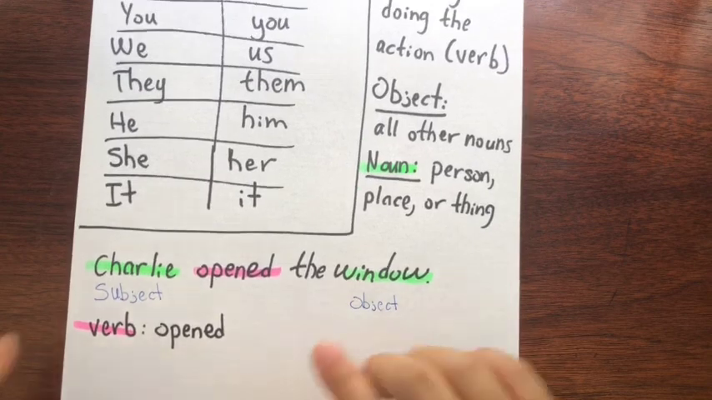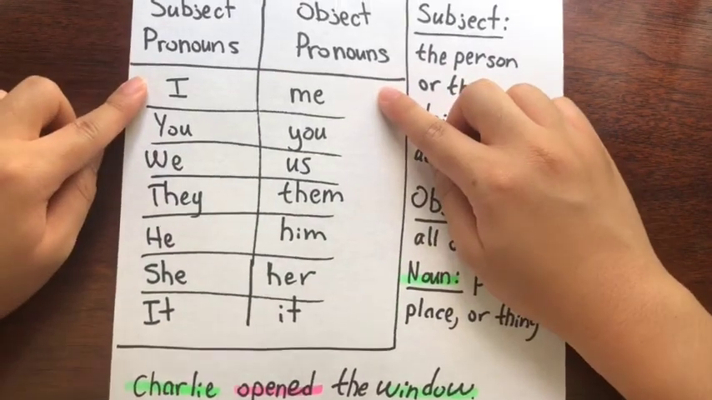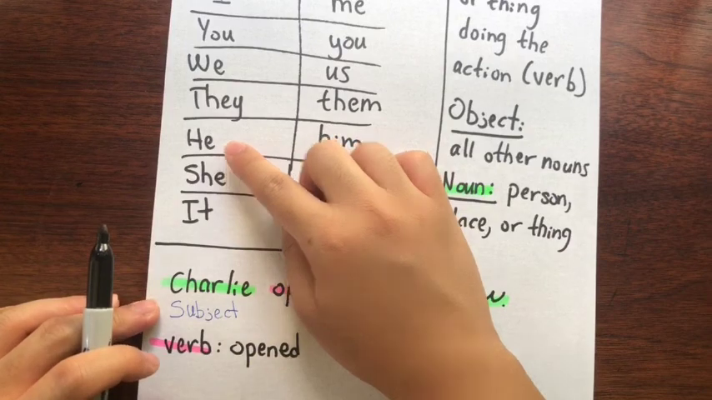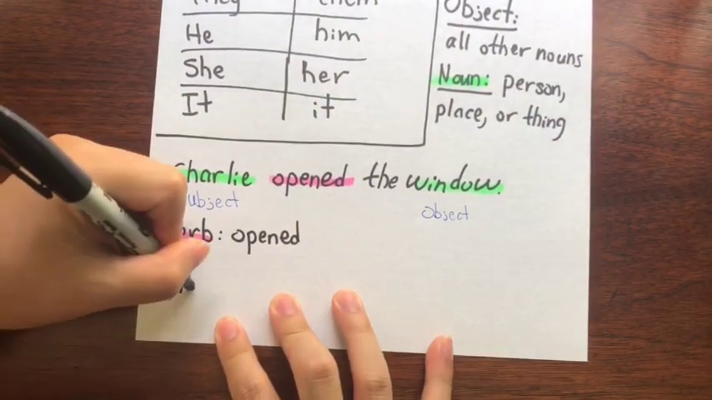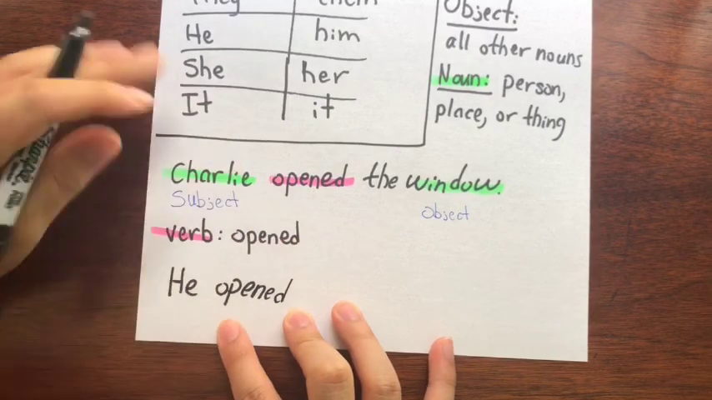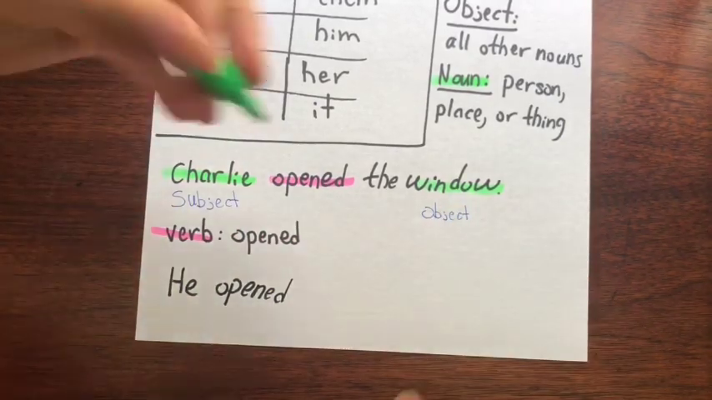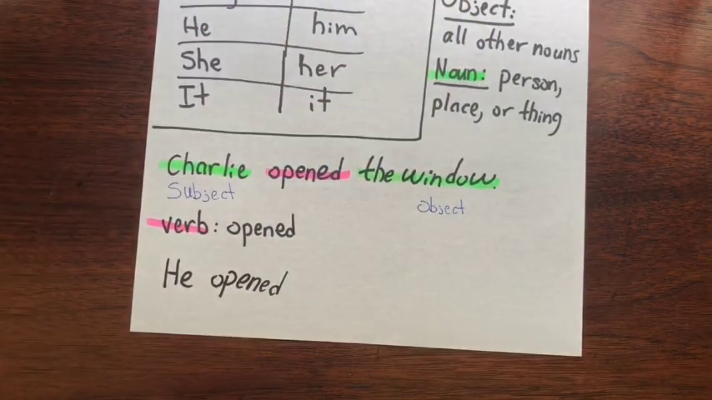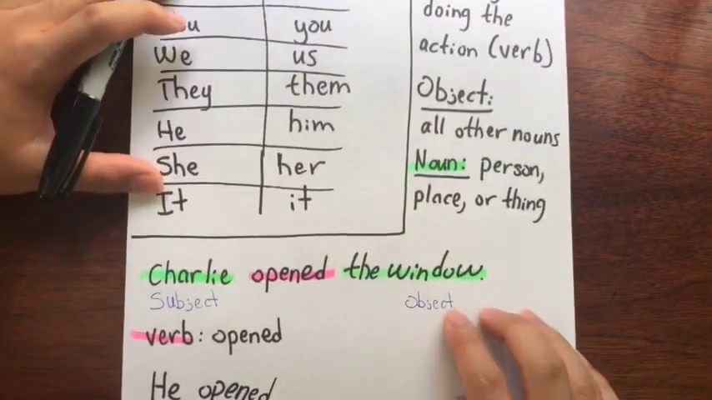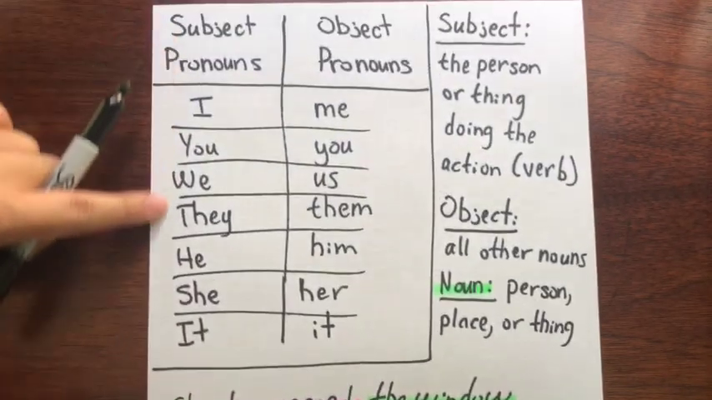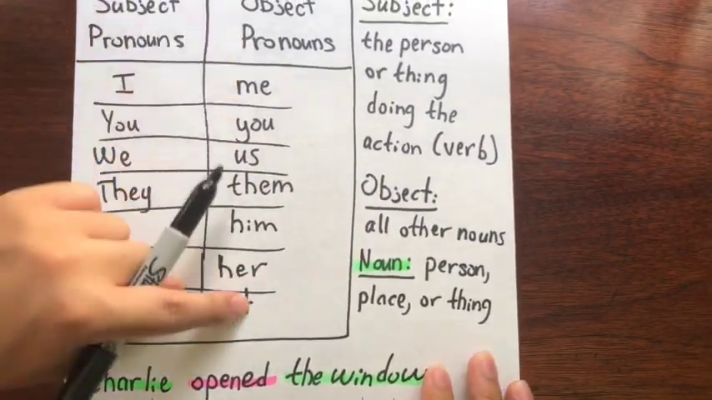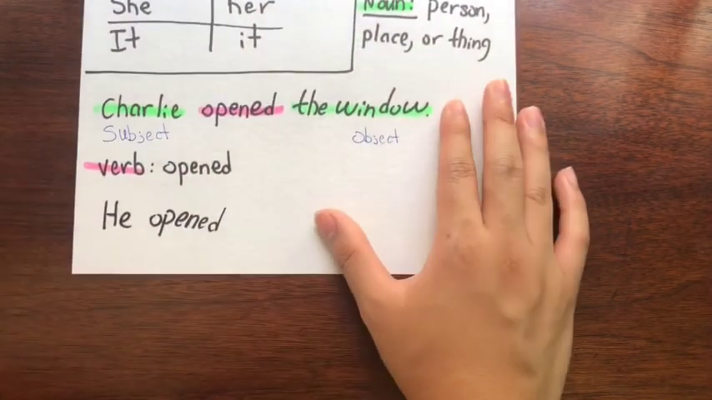Okay, so let's replace Charlie opened the window with pronouns. We have subject pronouns. Charlie is a he. Charlie can be a he or a she, but in this sentence, Charlie is a he. He opened the window. He opened the window. Okay? So the window is it. Object pronoun, it. So because Charlie's the subject, we use the left side, the subject pronouns. Because the window is the object or all other nouns, we use the object pronouns on the right. We use it. So we say he opened it.